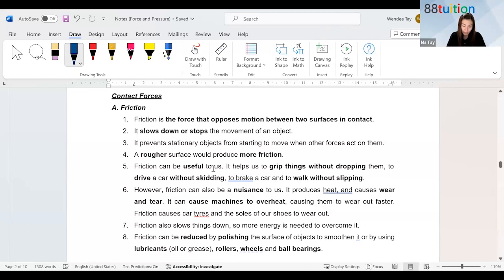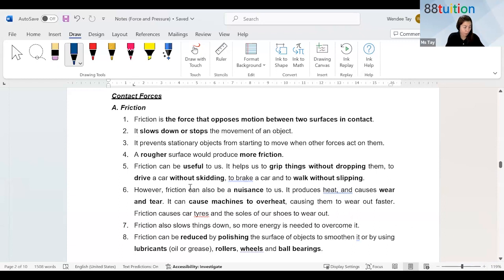Now, we also know that friction can be useful and it can be harmful. Examples of how it is useful to us: for example, I can grip onto this marker or this pen easily without dropping it. You can drive a car without skidding. You can put a brake on your bicycle, your car, or any moving vehicle. You can walk without slipping also. So these are quite common and you have already learned them.